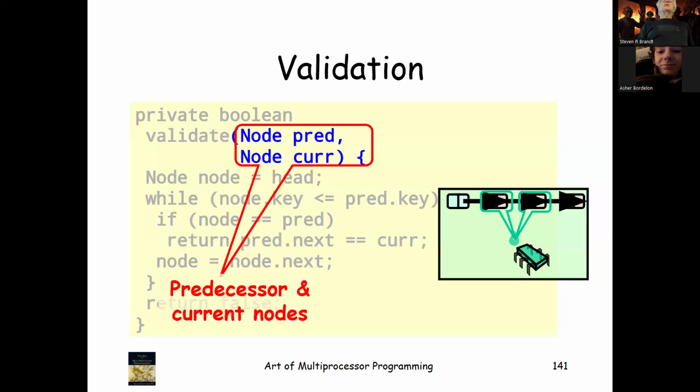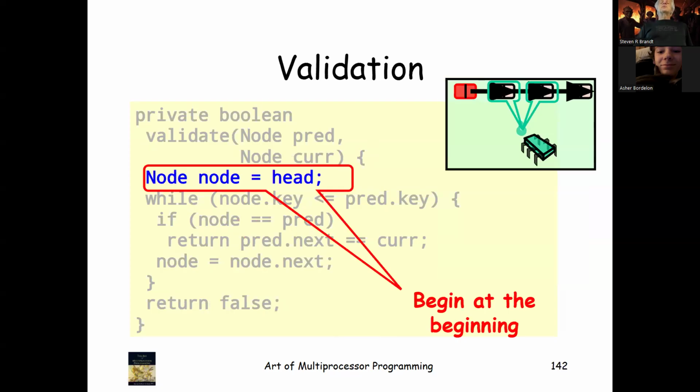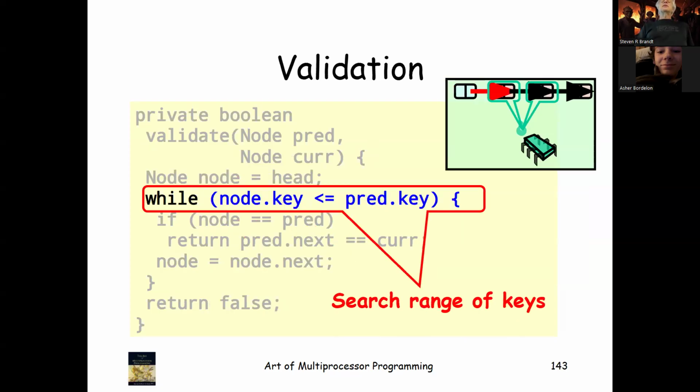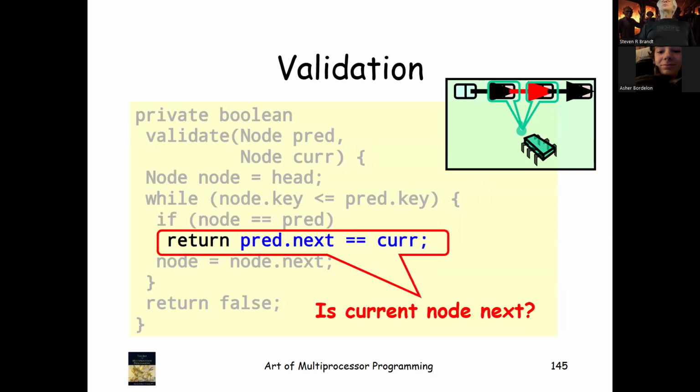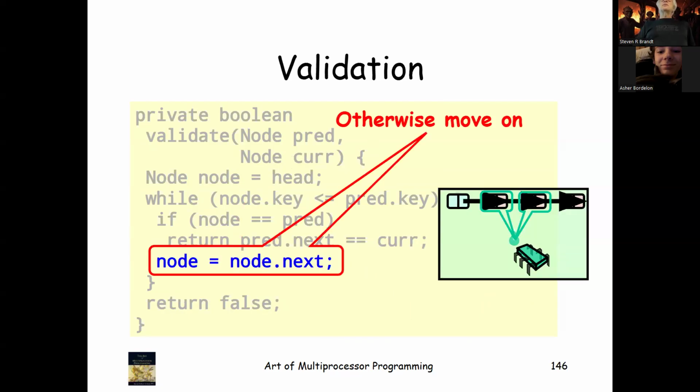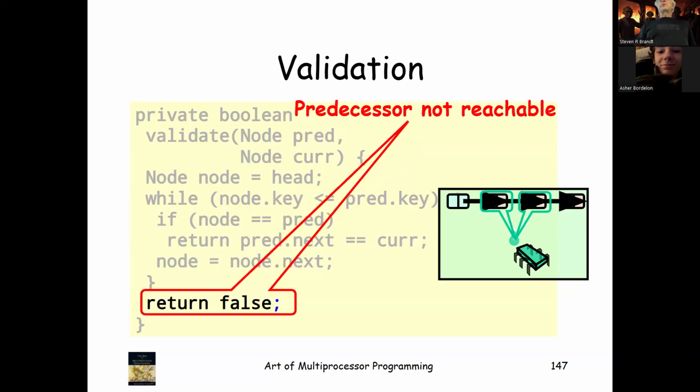So let's look at the validate method. We're going to take a predecessor and a current node. We're going to start at the head. While the node.key is less than or equal to the predecessor key, if the predecessor is equal to the node, then we return predecessor.next is equal to current. Otherwise we load node with the next value, right? So that loops through until we find the predecessor node, and then we validate that it still points to the current. If it doesn't, we return false. And if it does, we return true.